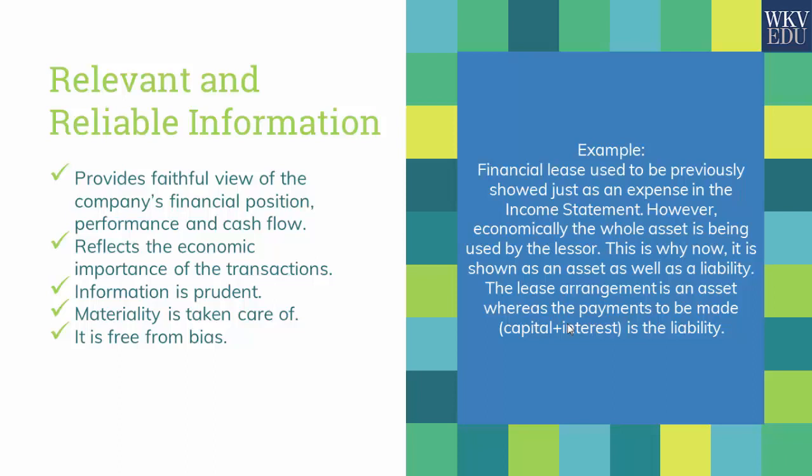This is why the process of reporting any financial lease has now changed. It is now shown as an asset as well as a liability. The lease arrangement is shown as an asset, where the payments to be made are the liability, and the payments will be a component of both capital and interest, right? So you increase your asset side as well as your liability side by the total figure that you have to pay as rent to the original owner of the asset, right?